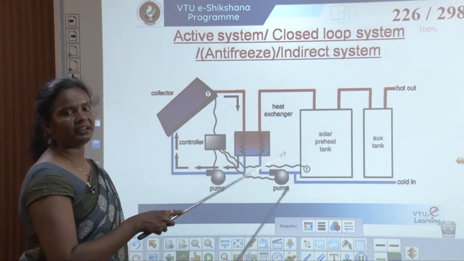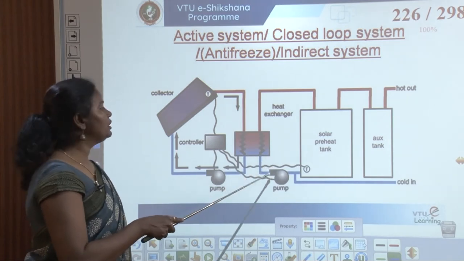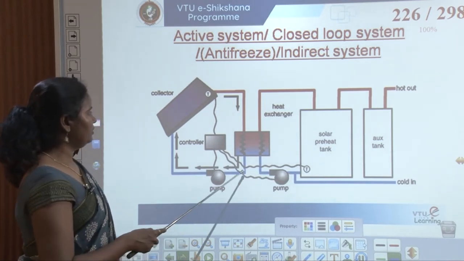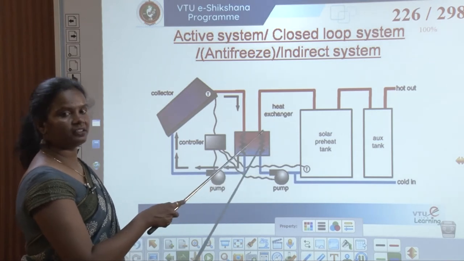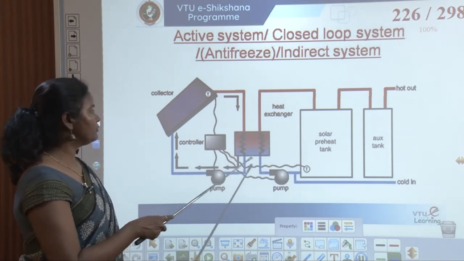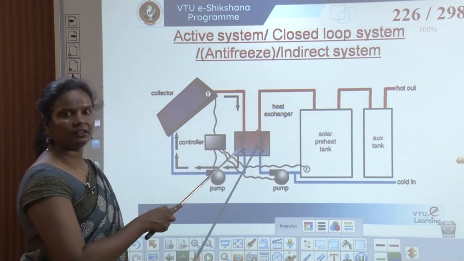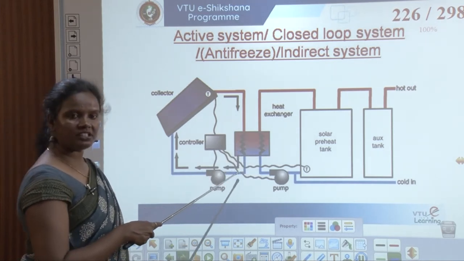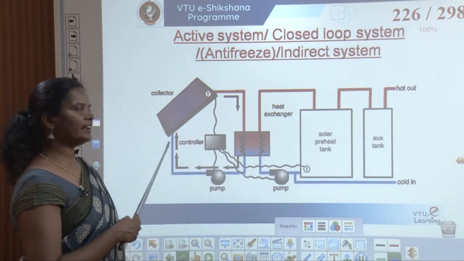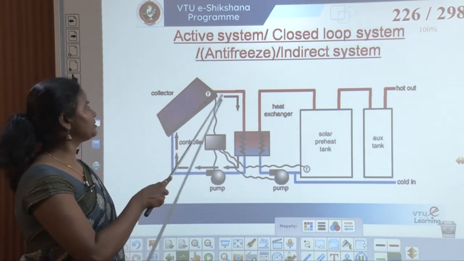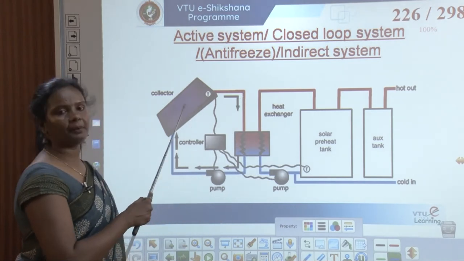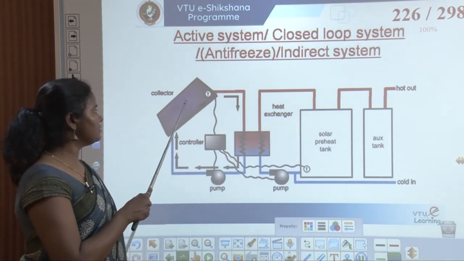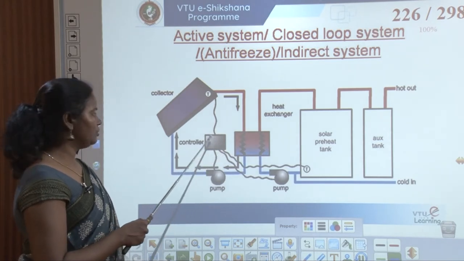There could be an intermediate coil, which is an indirect kind of system. It heats up the water and again allows it to the solar preheat tank. From this intermediate heat exchanger the water is pulled out through the pump and supplied to the controller, and from the controller, heating happens again in the collector. Then the water is collected, controlled by one controller.